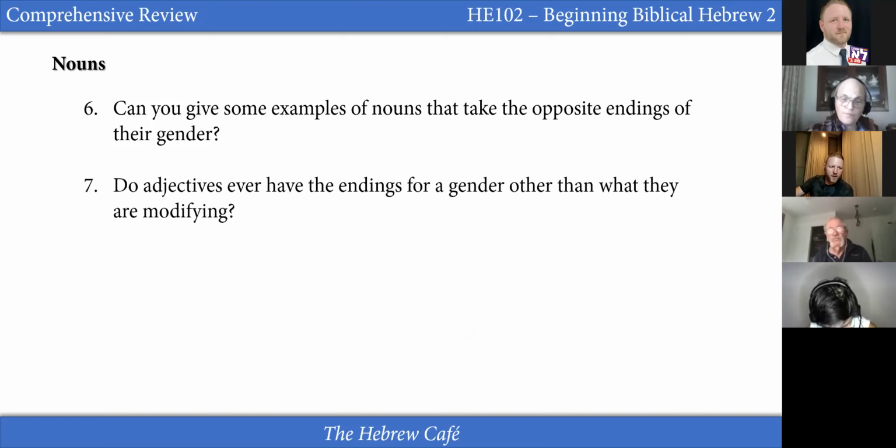Number 7, do adjectives ever have the endings for a gender other than what they are modifying? So if arim is feminine, cities, when you have an adjective that modifies arim, will it ever say im? Will an adjective ever pull this trick that we see in nouns where they take the opposite ending? No, it doesn't happen.